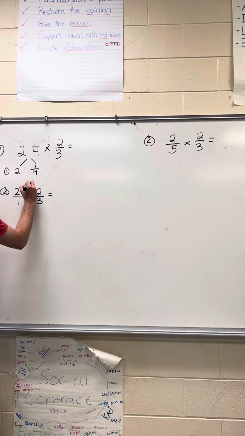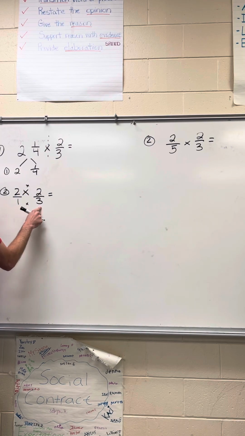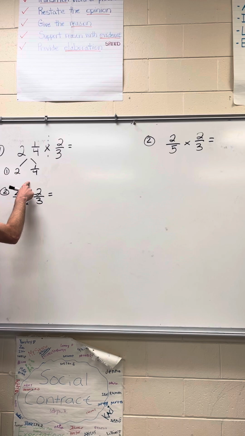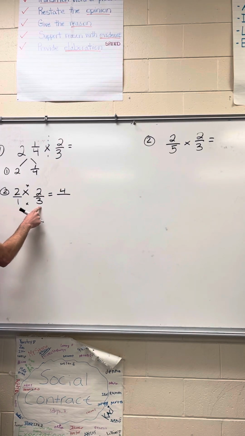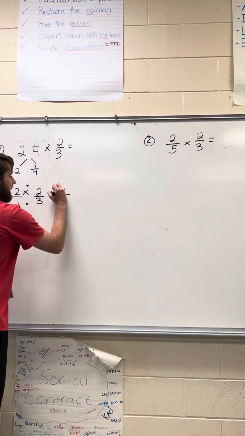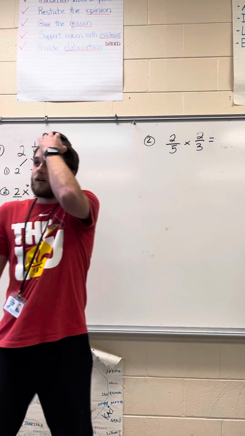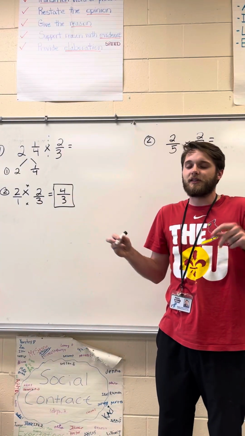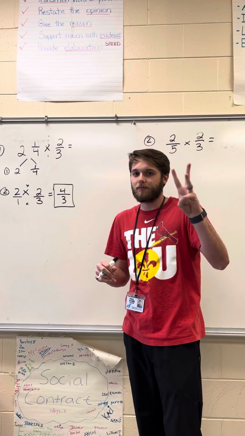And now we're going to say top times top and bottom times bottom. So 2 times 2 is 4. 1 times 3 is 3. And I'm going to box that in so I know that's my answer. All right, our third step. Think to yourself, 3 seconds, what is the third step in this problem?